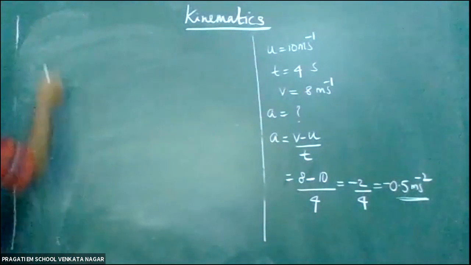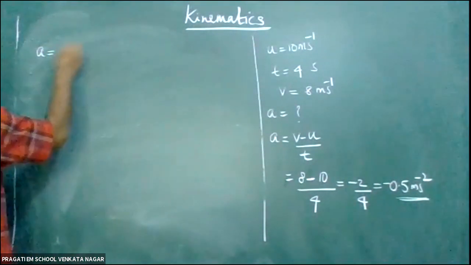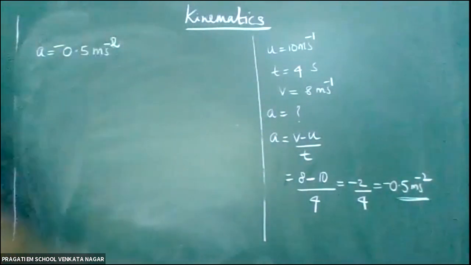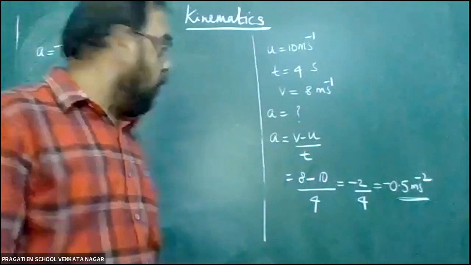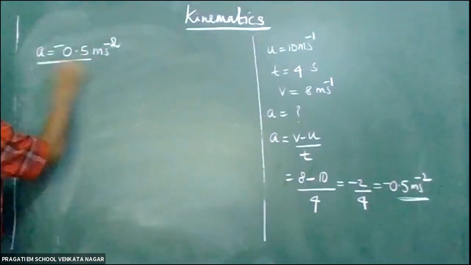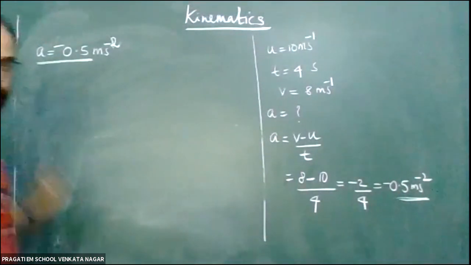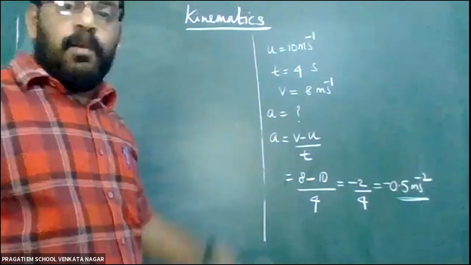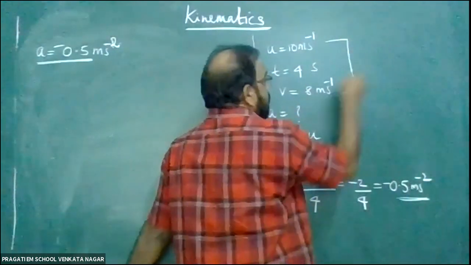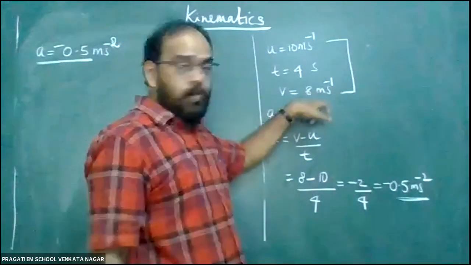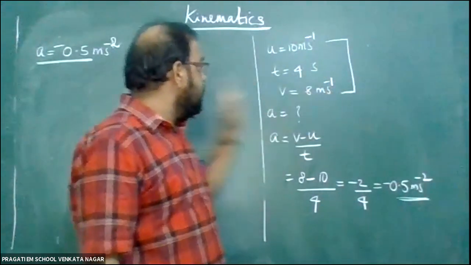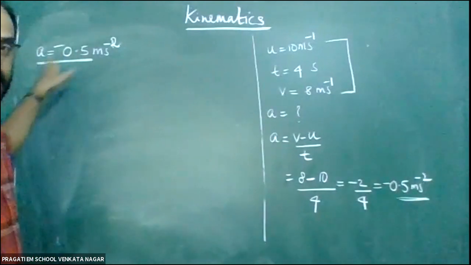Now see, come to this point. Here what is our acceleration? Here acceleration is equal to minus 0.5 meter per second square, or minus half meter per second square. We got a negative value for acceleration. Whenever you get a negative value, the speed decreases. See here the speed is decreasing from 10 to 8, or the body is going to stop. So here the speed decreases, we got acceleration negative.